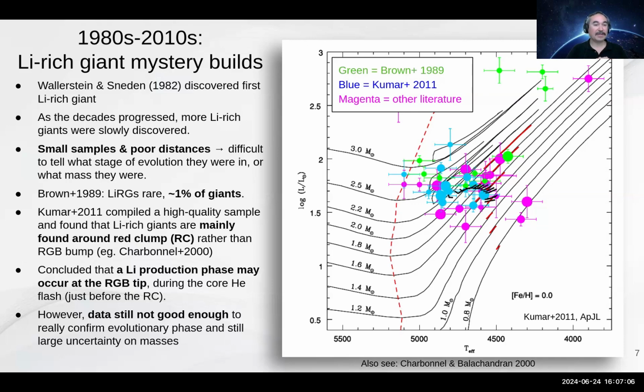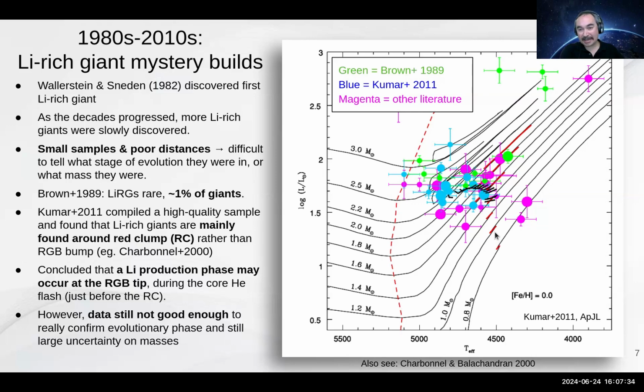today as well. On the right, I've got a plot from Kumar et al. 2011. This is sort of the game at the time. So various samples, they collected this blue sample, which is quite a nice high quality sample. They've also added in brown sample and green, and also magenta, which is other literature. So we have sort of all the lithium-rich giants of the time, and overplotted on these stellar tracks.